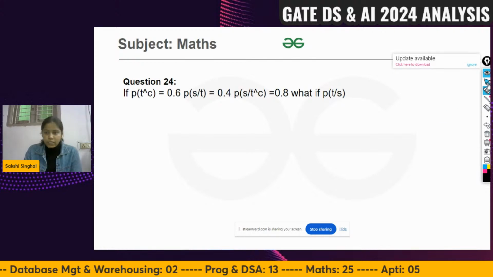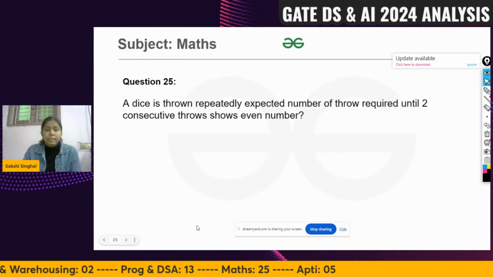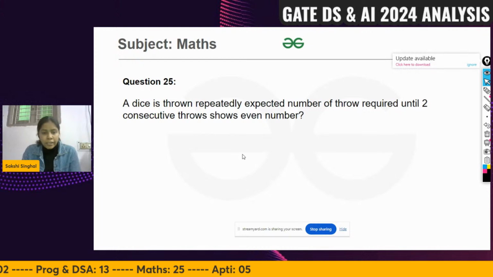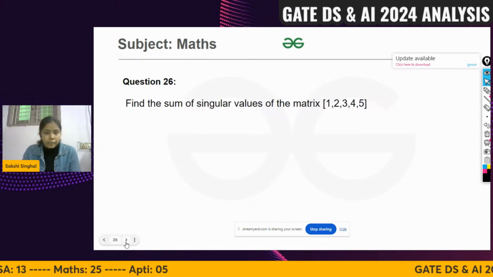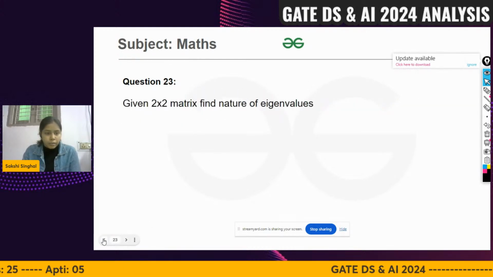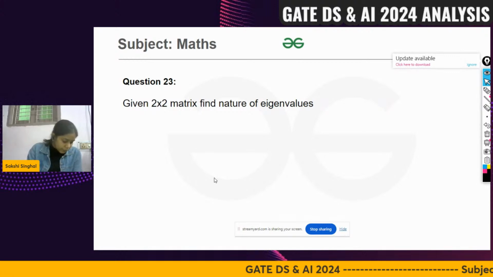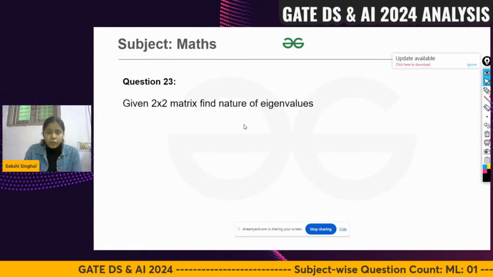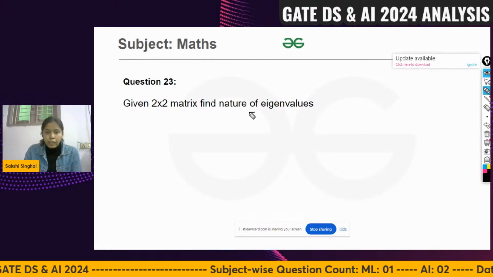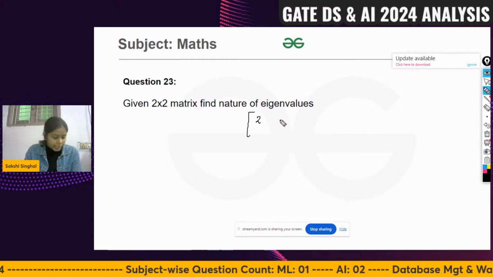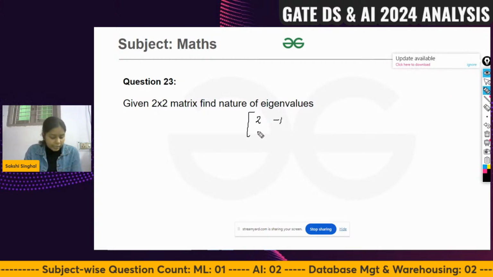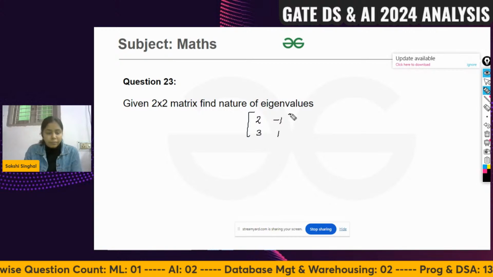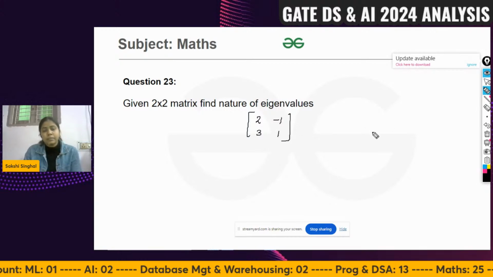Okay, let's see the next question. Yeah, this we have already discussed, right? Okay, just a minute. Okay, so guys, there is one question in which they ask to find out the nature of eigenvalues. They do not specifically ask about the nature of eigenvalues, but they ask whether they are real numbers or not. Is this the matrix?